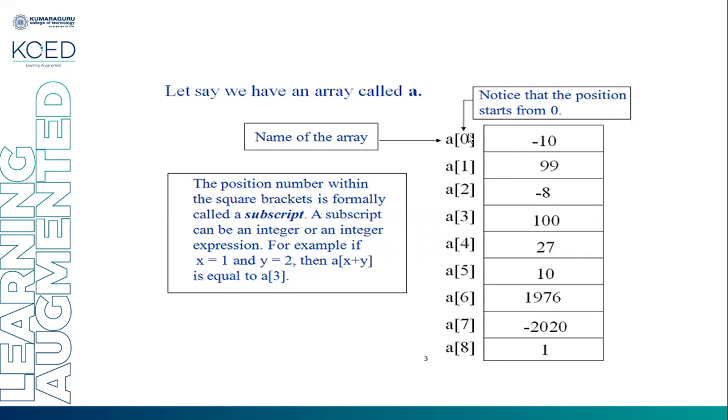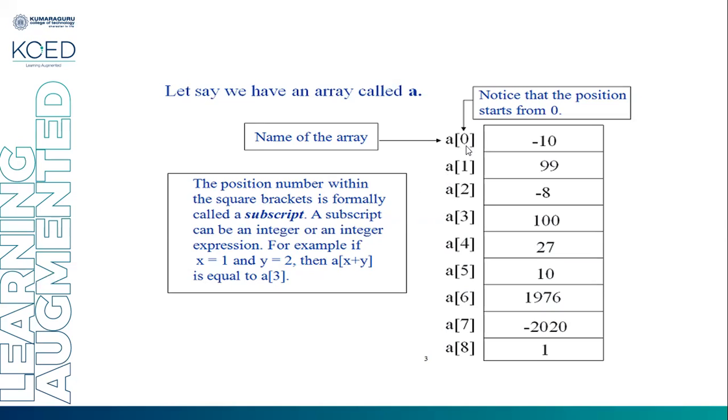So the array subscript starts from 0, with the first element stored at position 0, and ends at A of n minus 1, where n is the total size of the array. The position number within the square brackets is formally called a subscript.